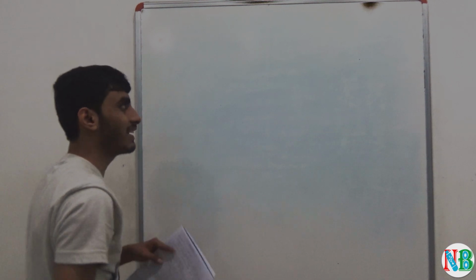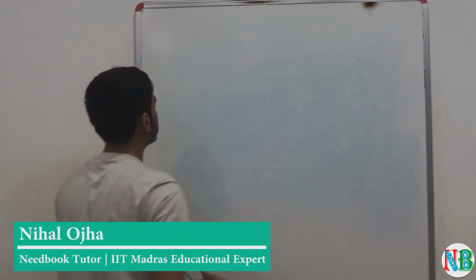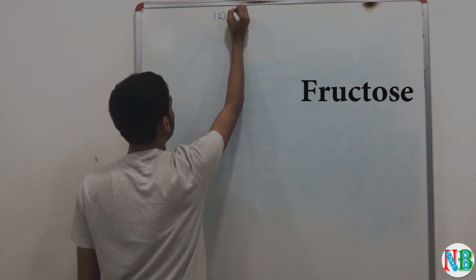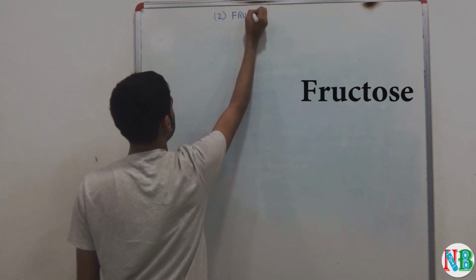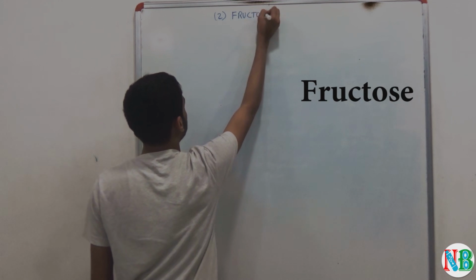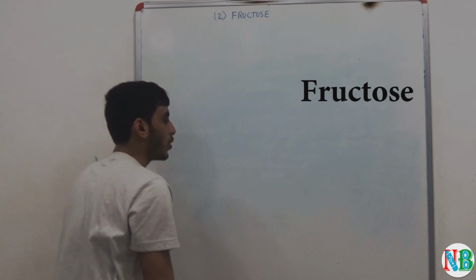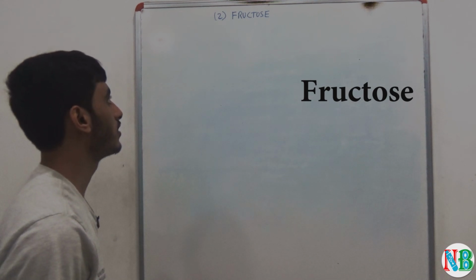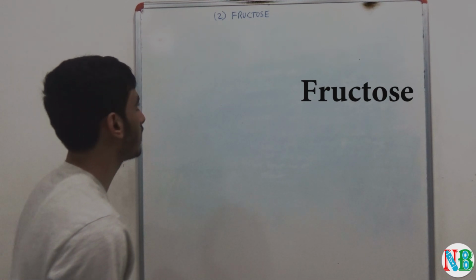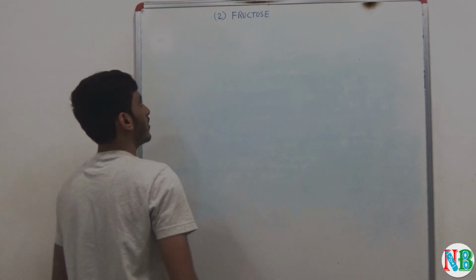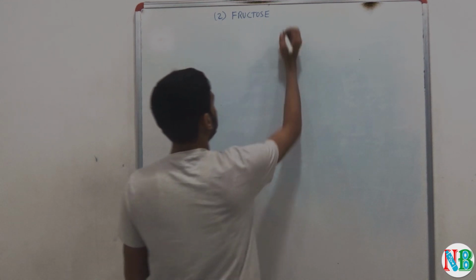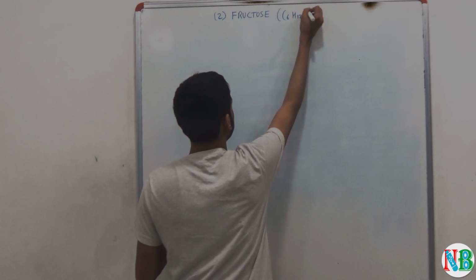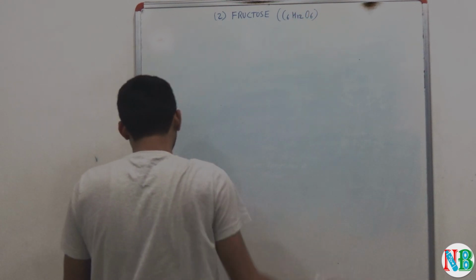Now comes the second example of monosaccharides. The second example was fructose. What is fructose? How is it made? How is it found? Its formula, everything. Fructose has a formula similar to glucose, C6H12O6. The same formula as glucose.